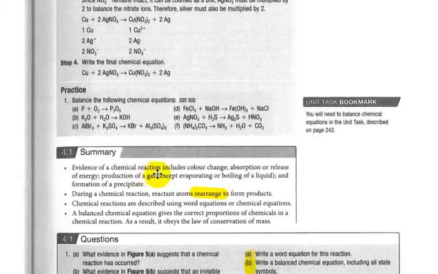In summary, evidence of chemical reaction includes color change, absorption or release of energy, production of a gas, except evaporating or boiling. That's not considered making a gas. And formation of a precipitate. During a chemical reaction, reactant atoms are rearranged to form products. Chemical reactions are described using word equations and chemical equations. And a balanced chemical equation gives the correct proportions of chemicals in a chemical reaction. As a result, it obeys the law of conservation of mass.